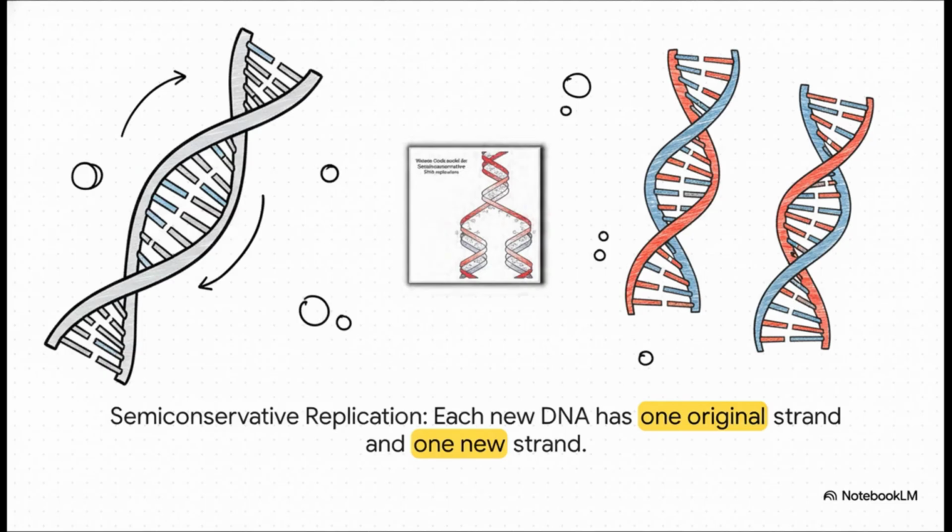The original parent DNA molecule unwinds, and each of its 2 strands is used as a template to build a new complementary strand. What you end up with are 2 identical DNA molecules, but each one is a hybrid. It has one of the old parent strands and one brand new daughter strand. That's why we call it semi-conservative. It's half conserved, half new.